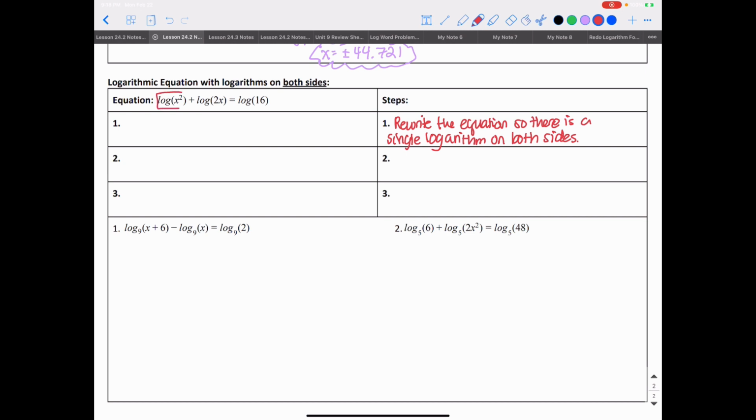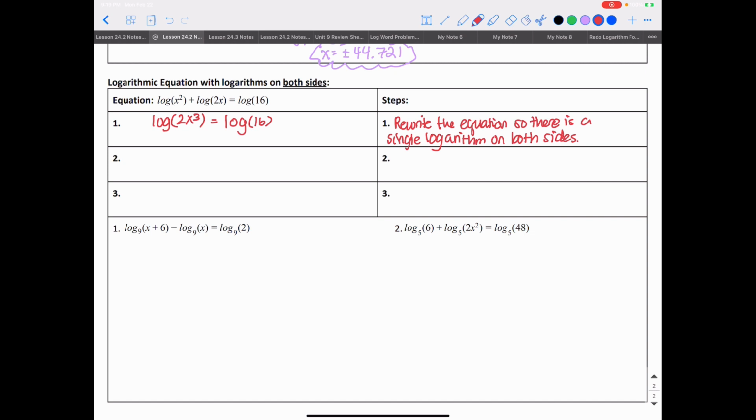For this, on the left-hand side, there are multiple logarithms. I need to bring those together. There's no coefficients, so I can immediately bring them together. I'll have log of 2x squared times 2x, which is 2x cubed, is equal to log of 16.